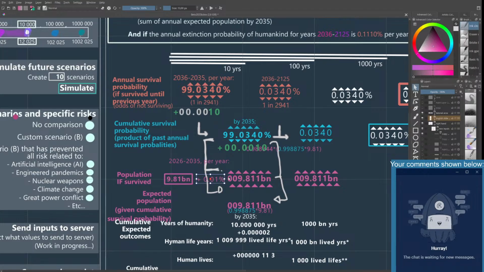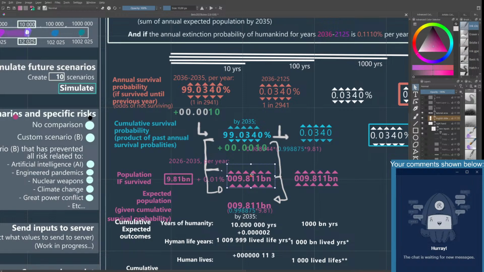Because we are dealing now with different time scales, it gets quite difficult to think about what would be the correct population there.